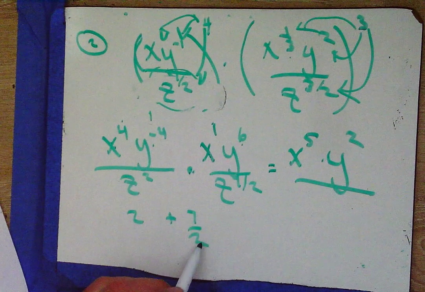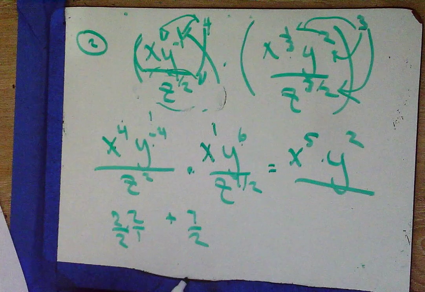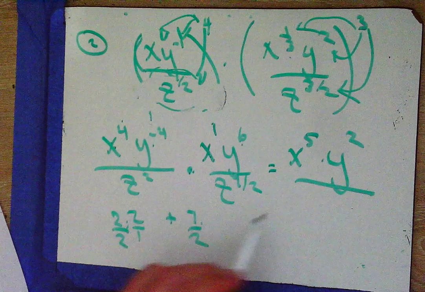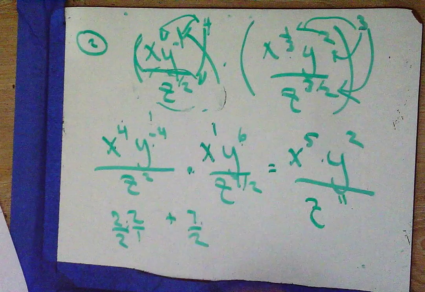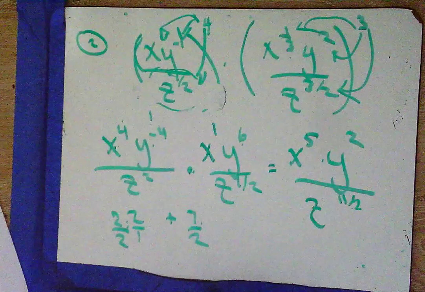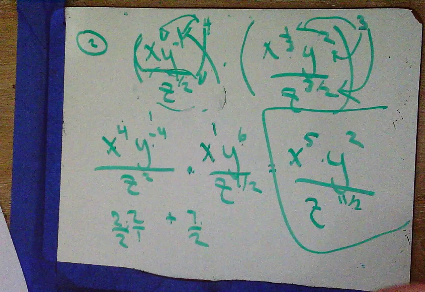But this has a denominator of 2, and this doesn't, so I better make a common denominator. And so that's going to be 4 plus 7, or z to the 11 halves power. And that's going to be my answer. Okay? Z to the 11 halves.